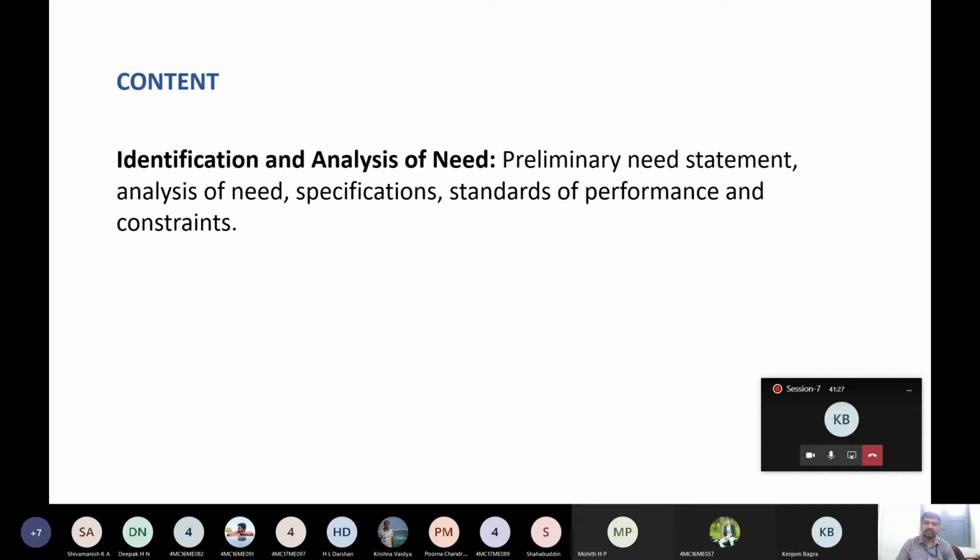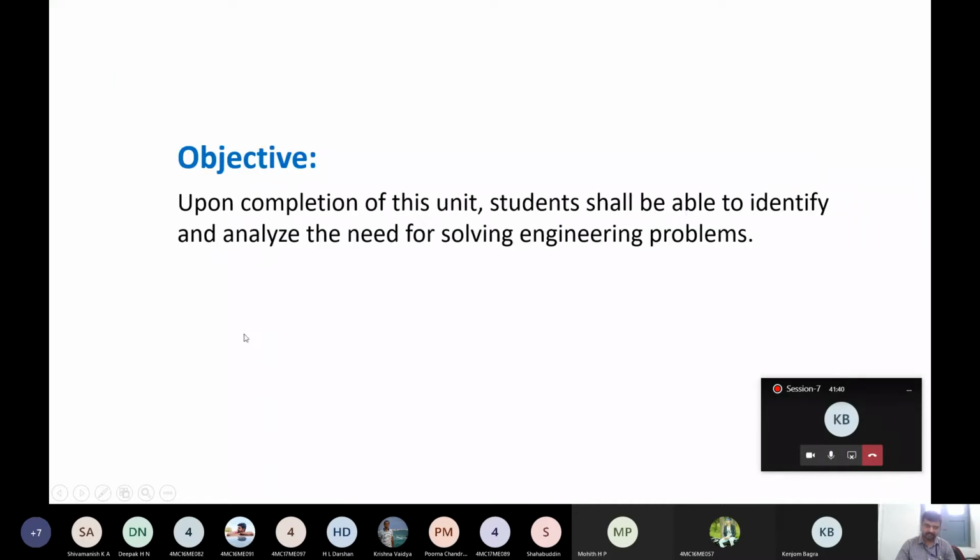This is the content of unit 2, identification and analysis of need. This includes preliminary need statement, analysis of need, specifications, standards of performance and constraints. Okay, this is the objective. After completing this unit, you must be able to identify and analyze the need for solving engineering problems.